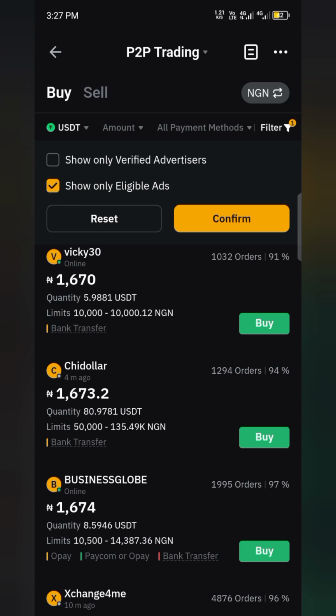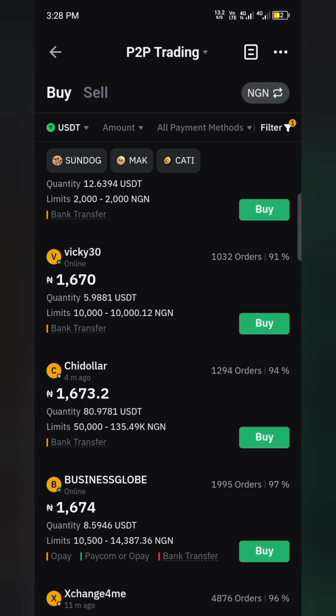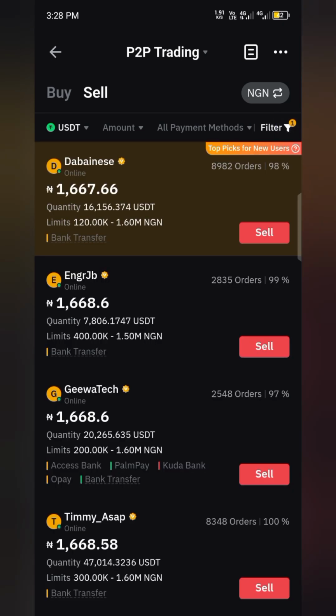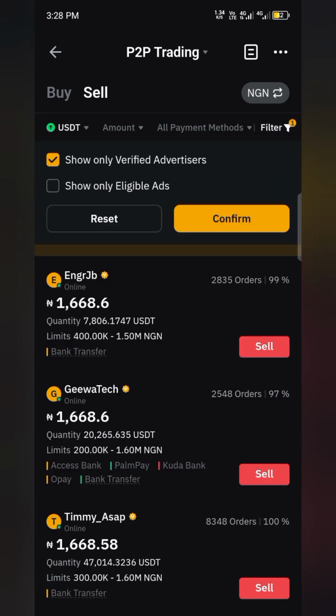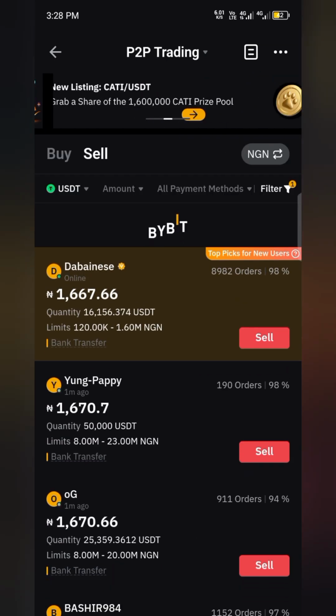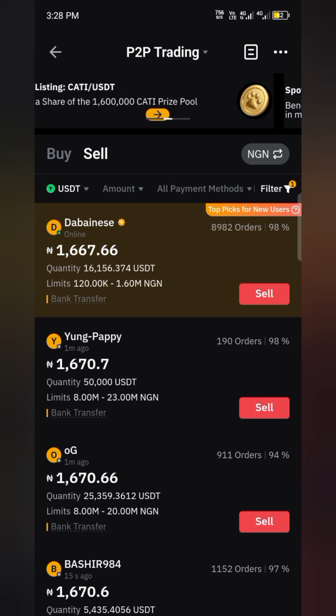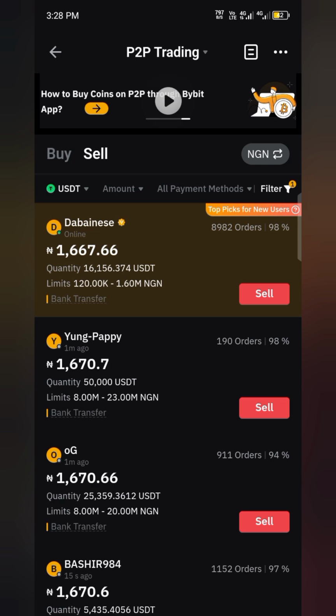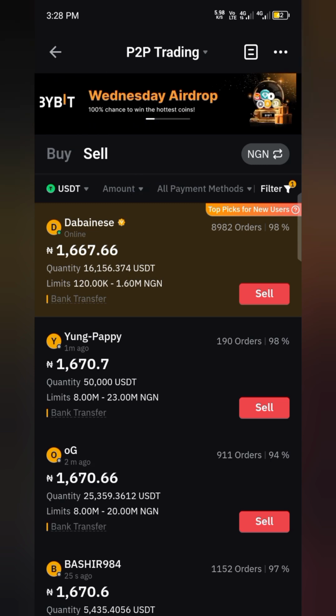That's why you're seeing it's already here, because most times you come like this or like this. It's left for you to turn off this one and turn on this one, then confirm. Hope you understand. Same thing applies to when you're selling too. Come to the filter section, tweak it, then show only eligible ads, turn off this one, confirm. But if peradventure you have done a plethora of transactions within the 30-day period, then it doesn't really matter. You understand?